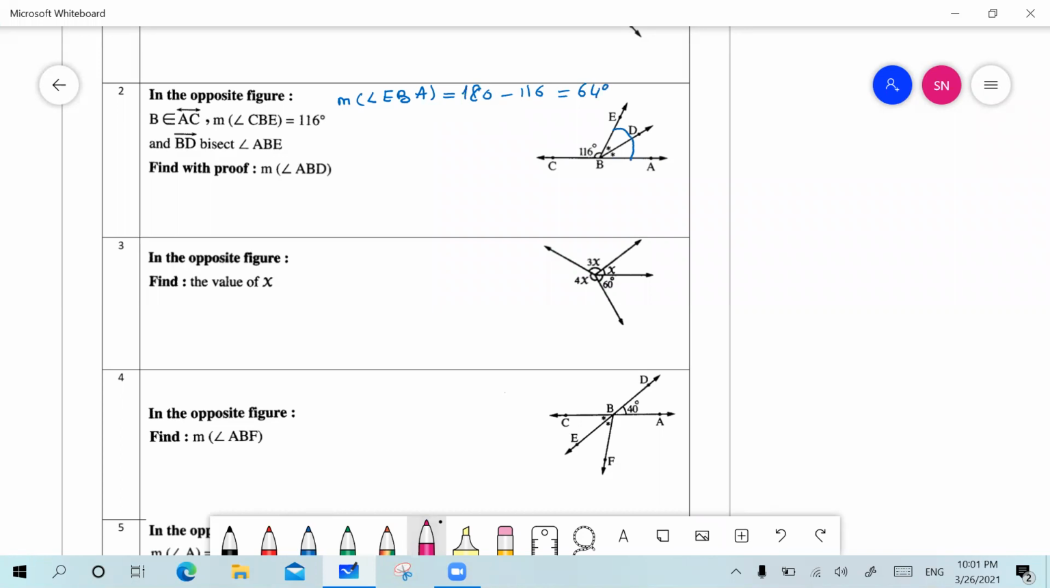Exactly. Here he told me that I have an angle bisector. And even if he didn't say it, this small mark means that two angles are exactly equal. So to find now the measure of angle ABD, I am going to make 64 divided by 2, equal to 32. Equal to 32 degrees. So this angle is equal to 32 degrees. Thank you, Yusuf.